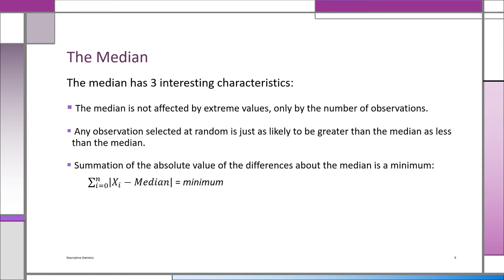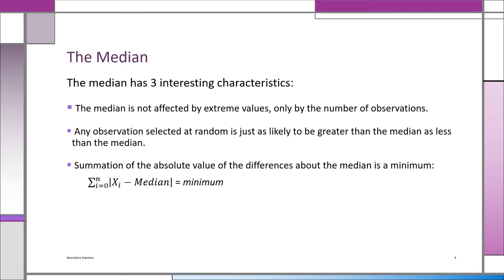The second thing we know about the median is, when you think about it, this should be obvious: if you pull a piece of data from your data set at random, any particular data value pulled at random is just as likely to be greater than the median as less than the median. Sometimes that could be a nice property.